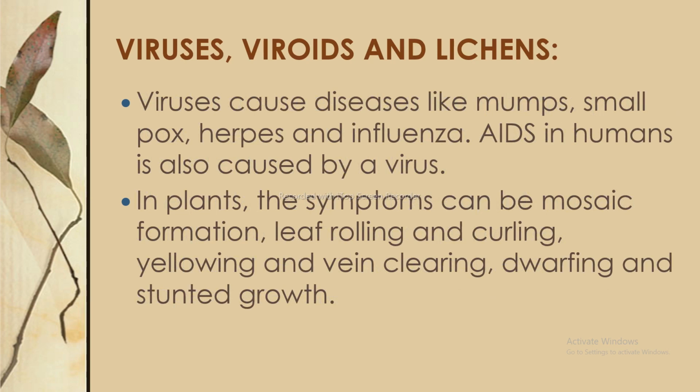Smallpox is a disease, and herpes. Herpes is a disease, and influenza. AIDS in humans is also caused by a virus. In plants, the symptoms can be mosaic formation, leaf rolling, curling, yellowing, and vein clearing, dwarfing, and stunted growth.